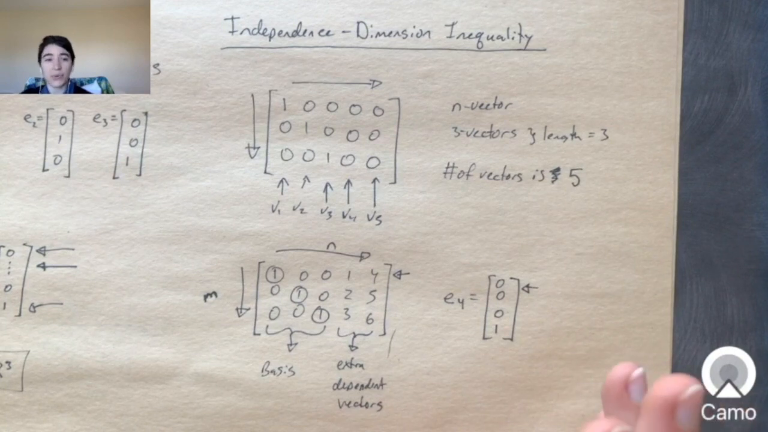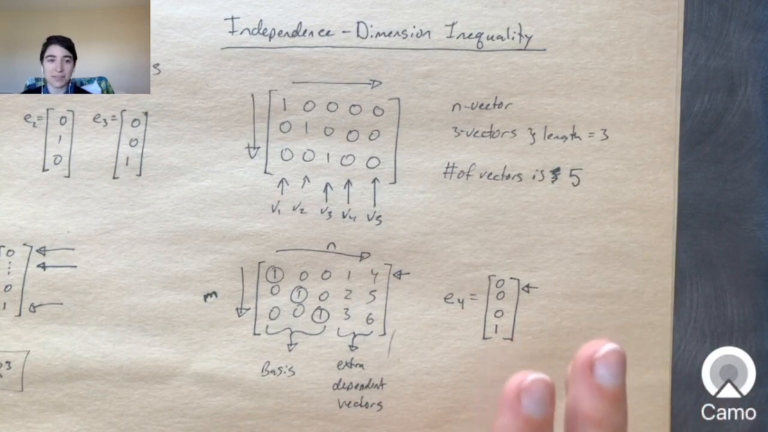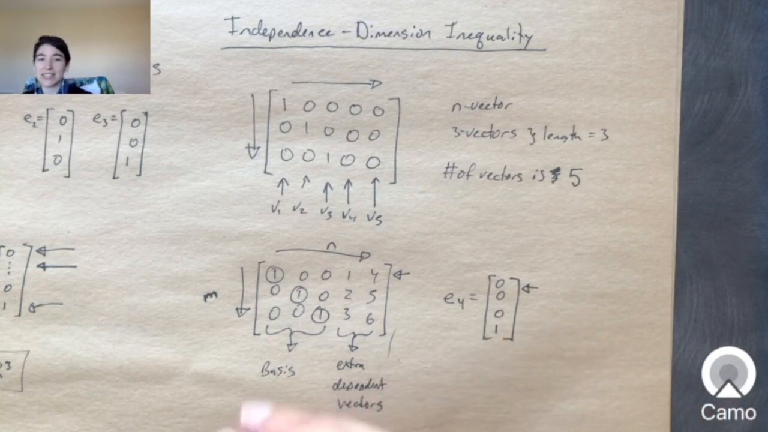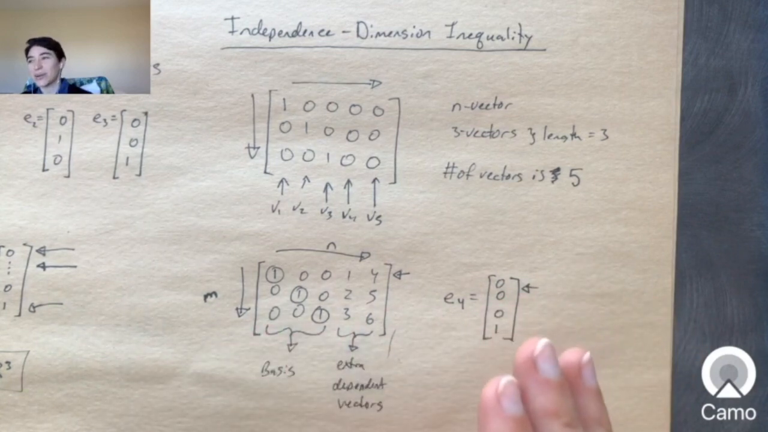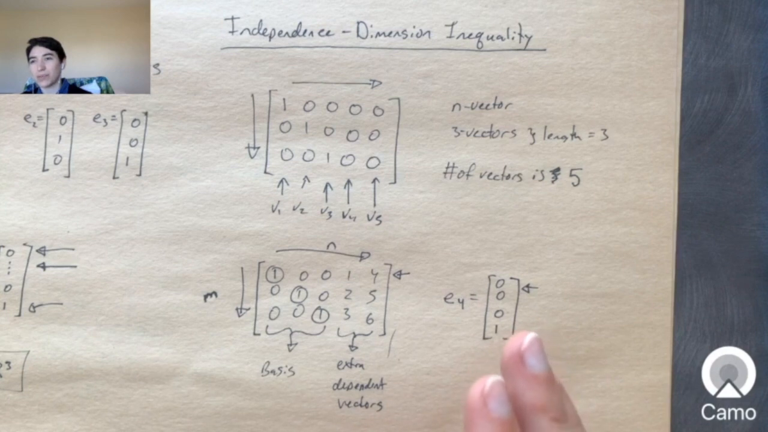In real life, out in the wild, when you come across a matrix, it's just going to be numbers. You're not going to know which vectors are going to be most useful to have as a basis. You're not going to know which are independent. You're not going to know which are dependent just by looking at it.